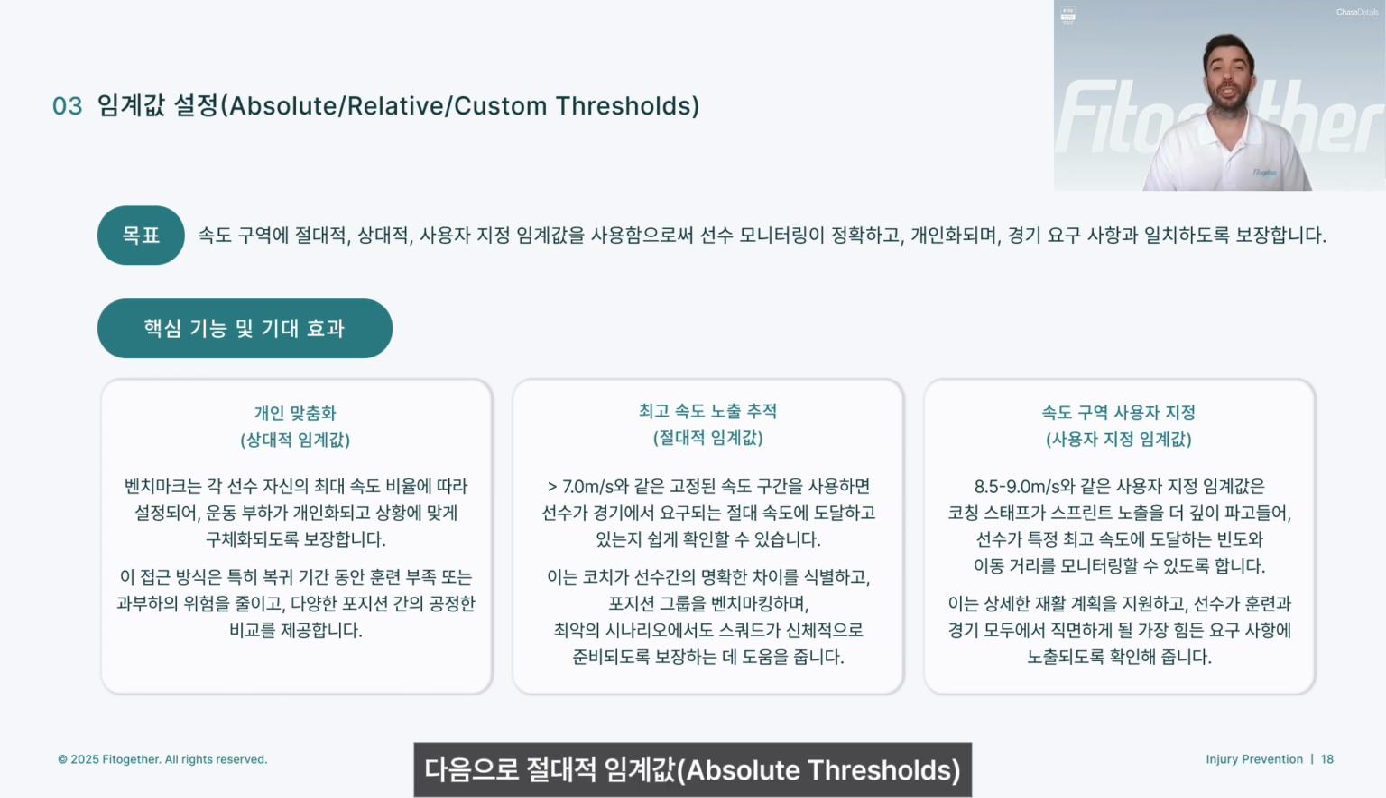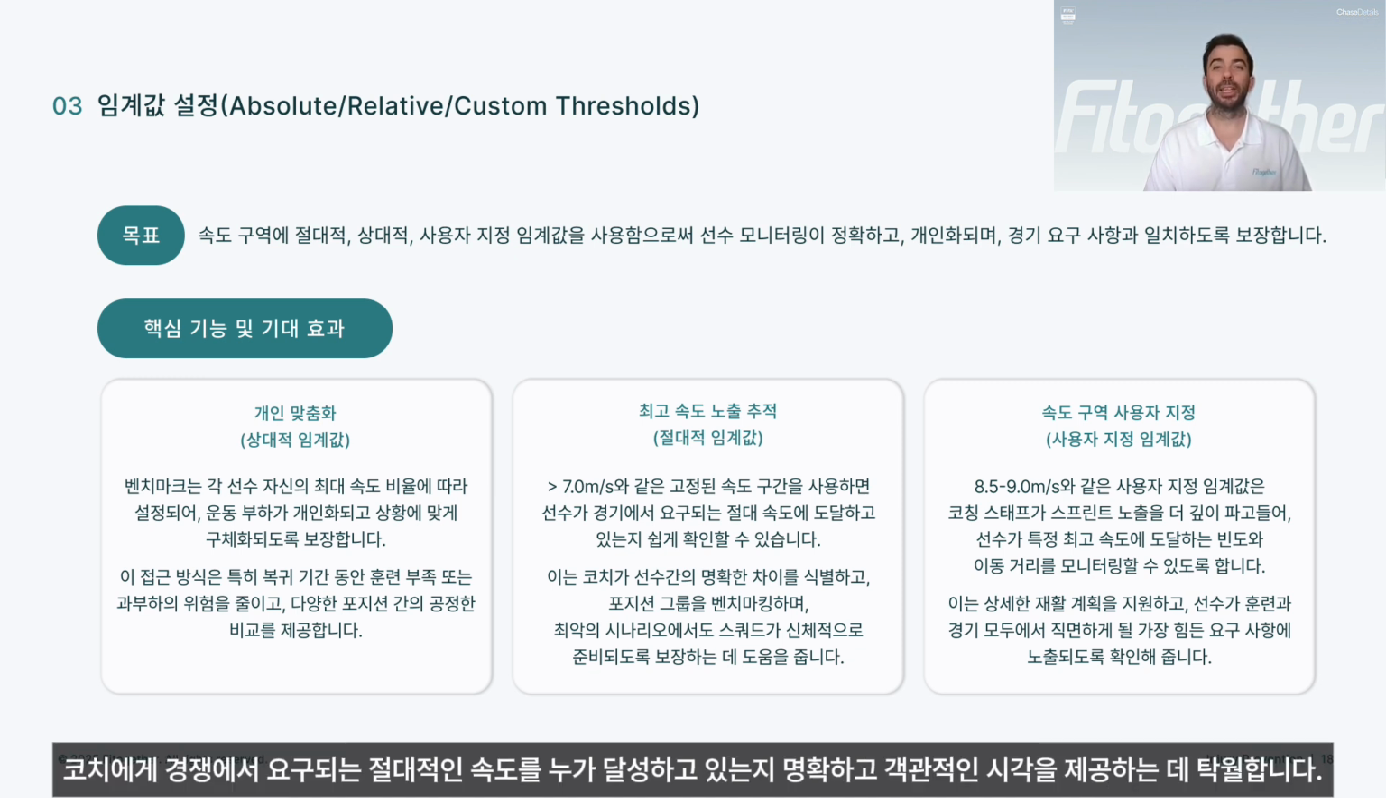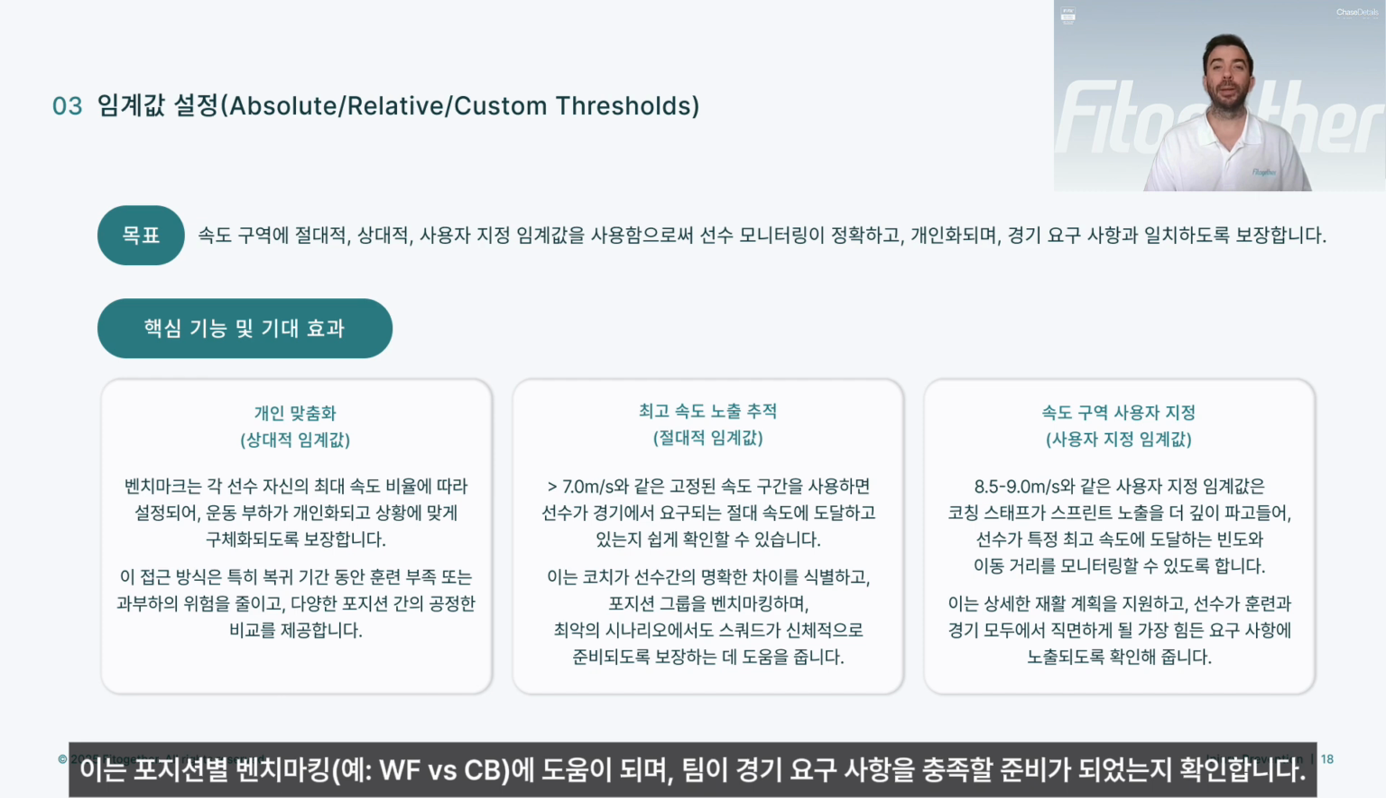Next, absolute thresholds. These use fixed speed bands like 25 kilometers per hour. They're great for giving coaches a clear, objective view of who's hitting the absolute speeds required in competition. This helps benchmark positions, for example, wingers versus centre backs, and ensures your team is ready to meet match demands.